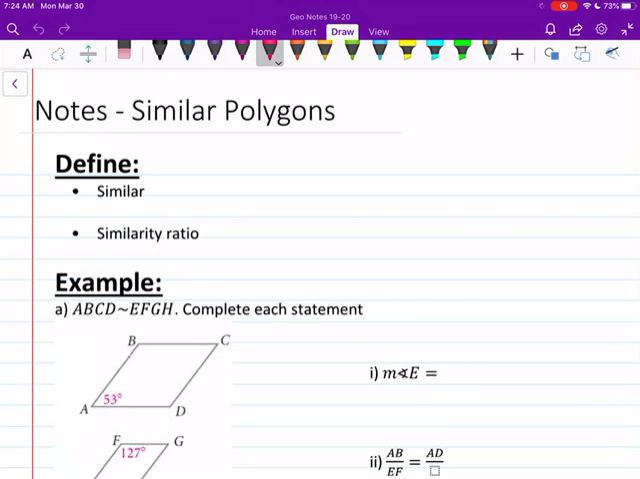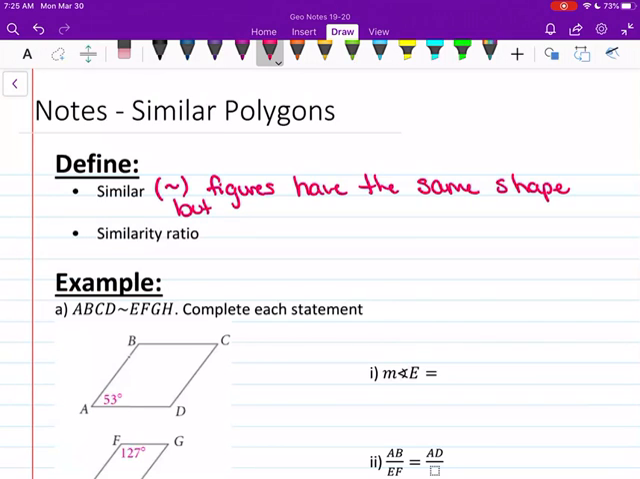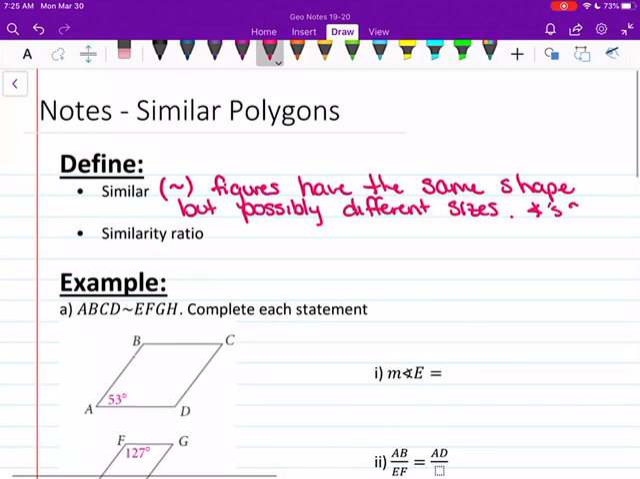Our similar symbol is like the top of the congruent symbol, just a squiggle like that. So similar figures have the same shape but possibly different sizes. And when we have this, all of our corresponding angles are congruent and our corresponding sides are proportional, okay? So angles are congruent and sides are proportional.